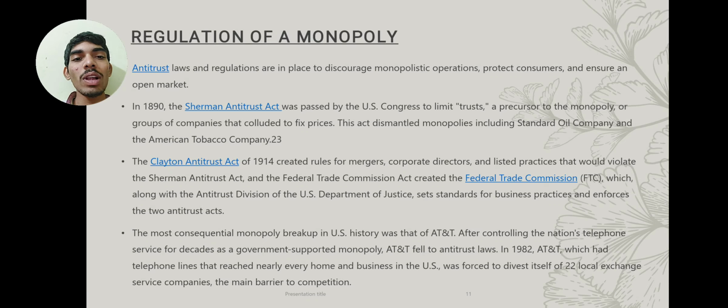The most consequential monopoly breakup in U.S. history was that of AT&T. After controlling the national telephone service for decades as a government-supported monopoly, AT&T fell to antitrust law in 1982. AT&T, which had telephone lines that reached nearly every home and business in the US, was forced to divest itself of 22 local exchange service companies, the main barrier to competition.